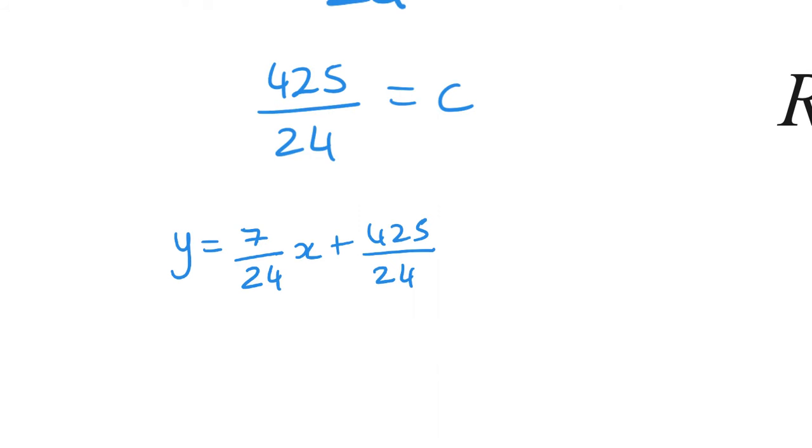So I'm going to multiply everything by 24. It's nice and easy. 24y minus 7x minus 425. Now this is crucial. There's about 7 of you in here that didn't do this. What does it equal, guys? 0. If you do not put equals 0, you're not going to get the mark.